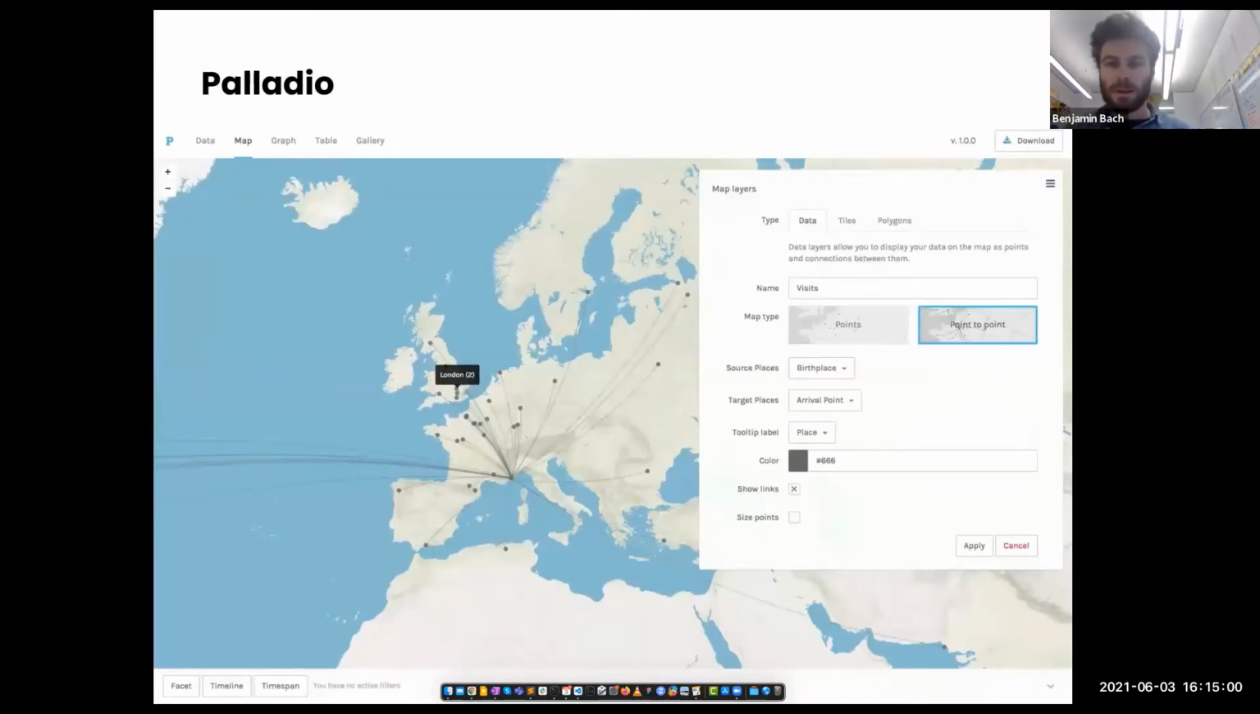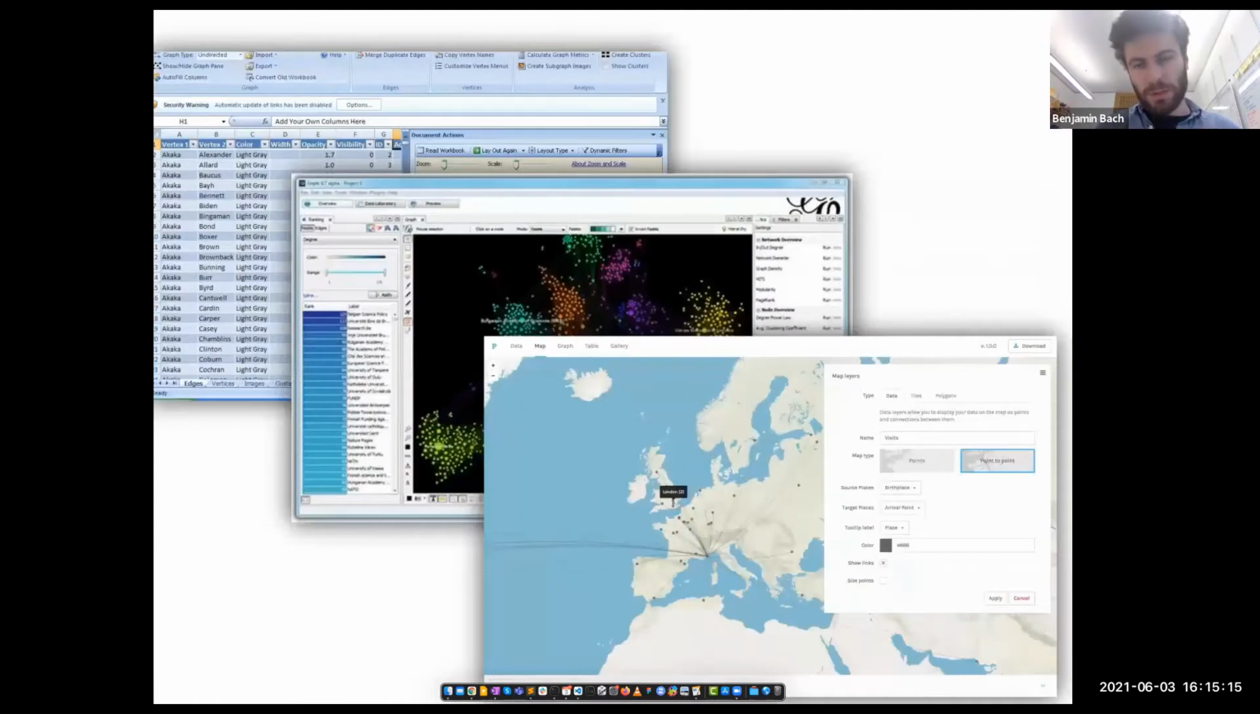Palladio is another tool that is created by the Stanford Center for Digital Humanities, which can visualize a network on a map. So you have these individual dots and then relate them. Now, these tools are available there. If you haven't tried them, try them. I'm really curious about your experience with these tools.